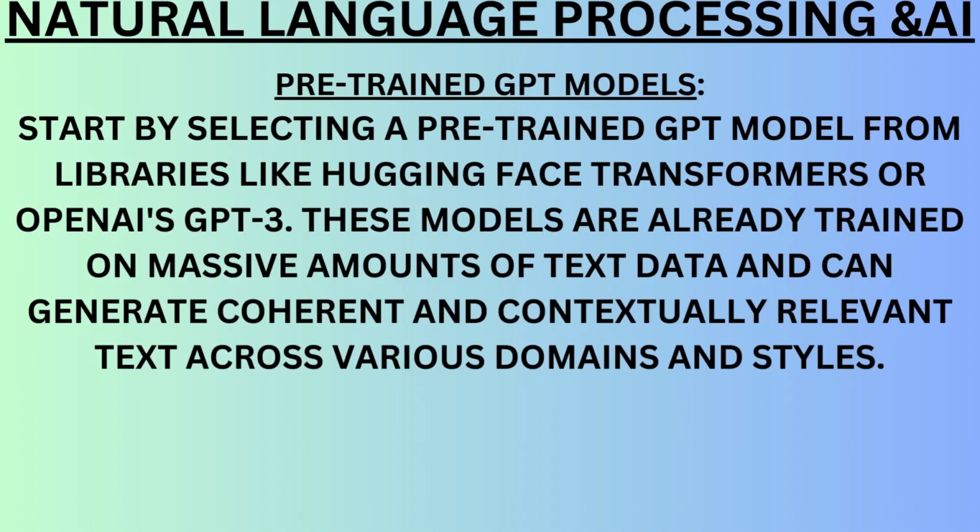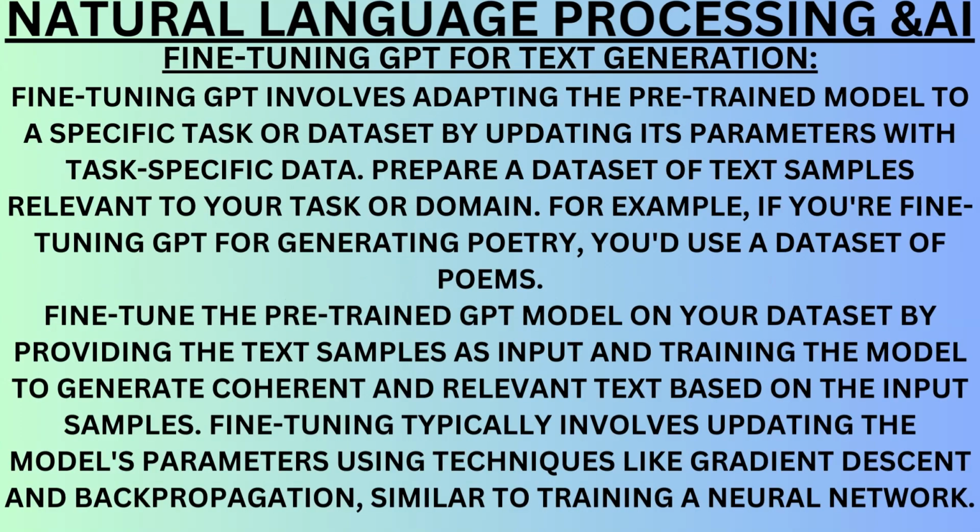Pre-trained GPT models. Start by selecting a pre-trained GPT model from libraries like Hugging Face Transformers or OpenAI's GPT-3. These models are already trained on massive amounts of text data and can generate coherent and contextually relevant text across various domains and styles. Fine-tuning GPT for text generation.